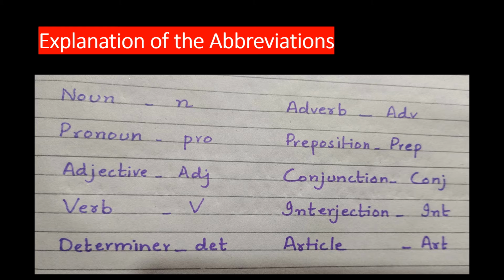For preposition, there will be prep. For conjunction, there will be conj. For interjection, there will be int. And for article, there will be art. And for helping verb, there will be hv.